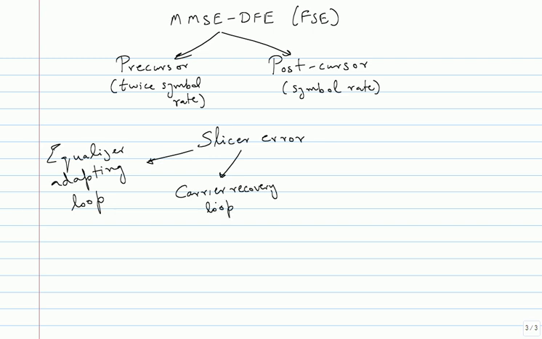Remember, this is a symbol rate carrier recovery loop. So you're just finding different complex numbers, different rotations, different values on the unit circle to rotate by. So that's what you're finding. That's the way I drew it.